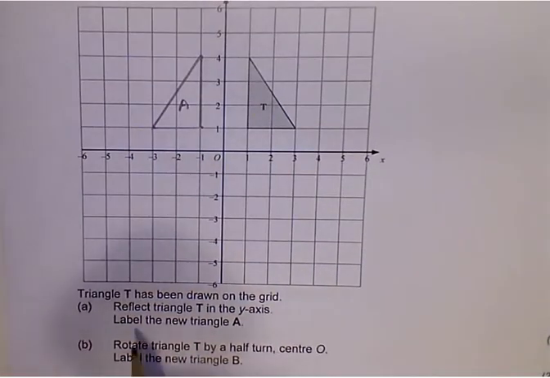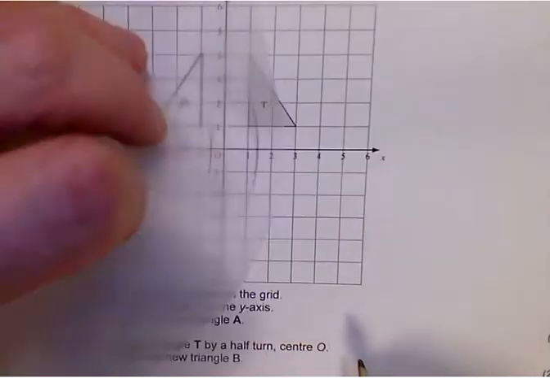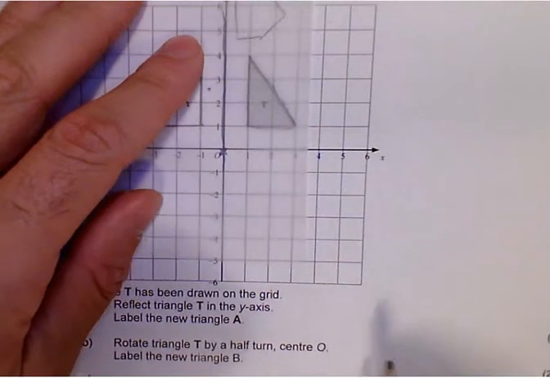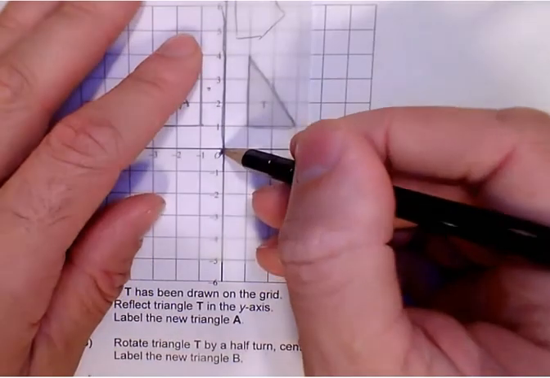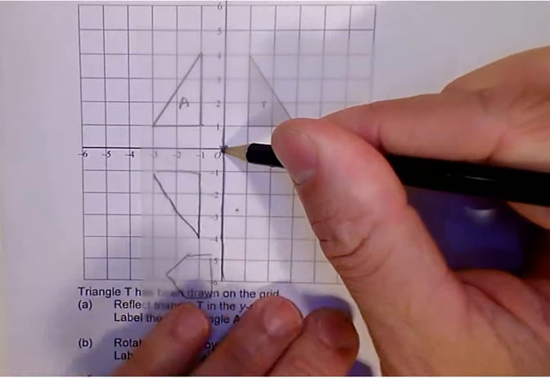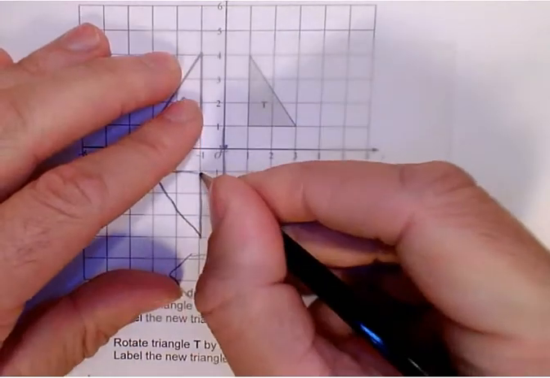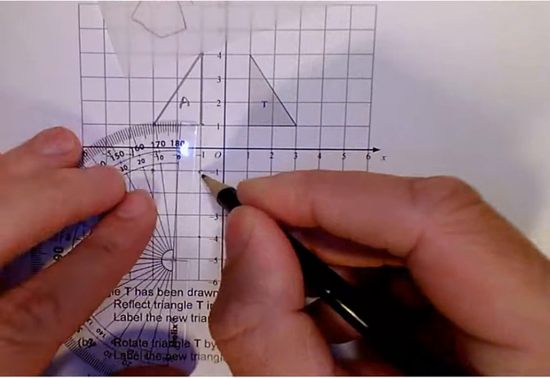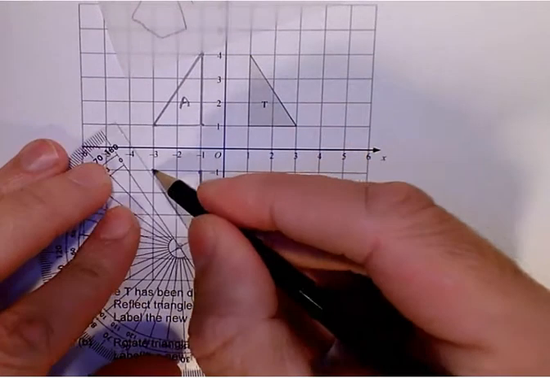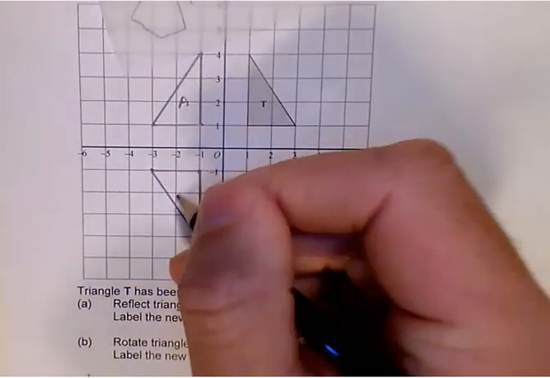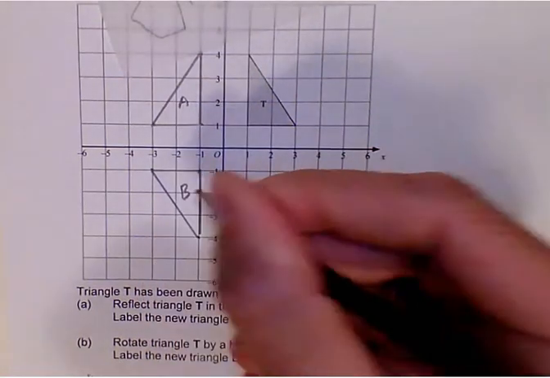Next question says rotate triangle T by a half turn centre O. Again, we're rotating. There's my triangle. I'm using the centre O. There we go, centre O. And I'm rotating it a half turn, half turn. My shape is there. Now I've called that B.